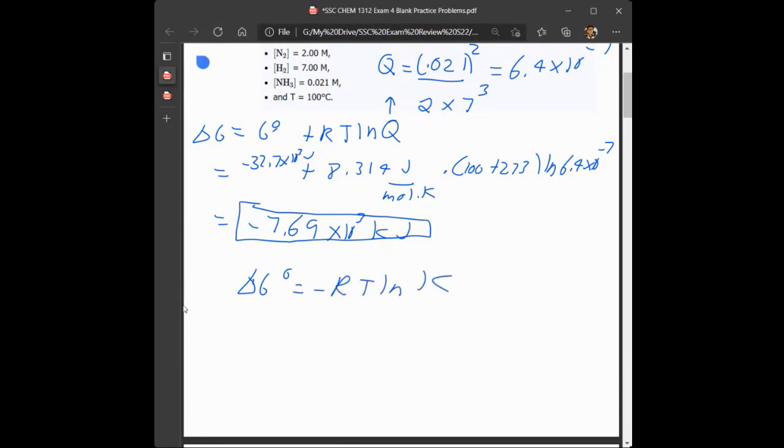Notice how this is different from delta G, where delta G is going to be the one at non-standard conditions, while delta G naught is going to be standard. So plugging the numbers in, delta G naught we know from the problem is this value, equal to minus 8.314 times 373 ln of K. And so once we solve for K, yeah, that's perfect.